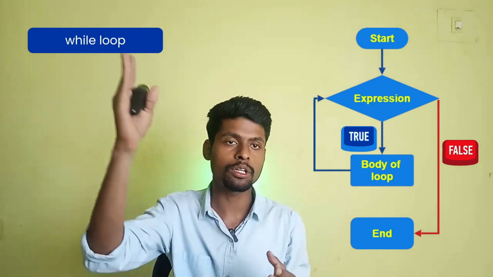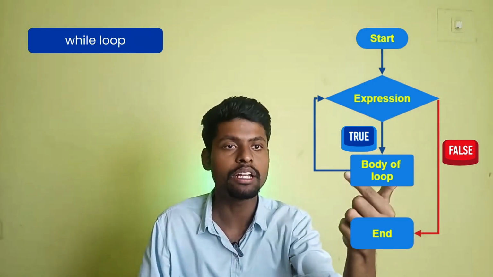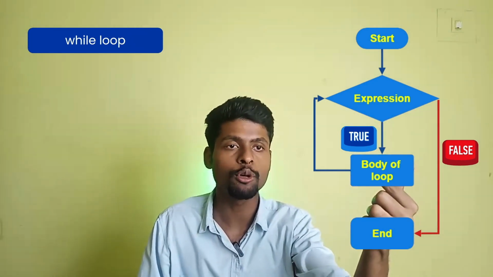Next we have a while loop. Before writing the code using a while loop, first let's understand the flow chart of a while loop. First, when I start my execution, it will check the condition. If the condition is true, then it will execute the body of the loop. Once the body of the loop is executed, again it will check the condition.